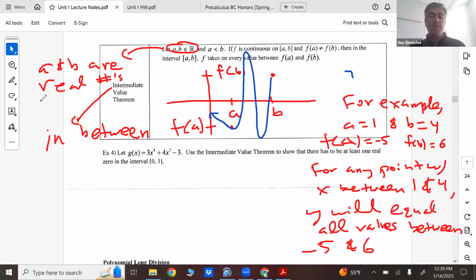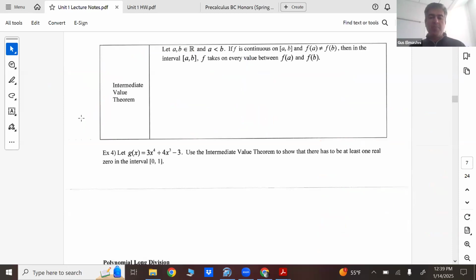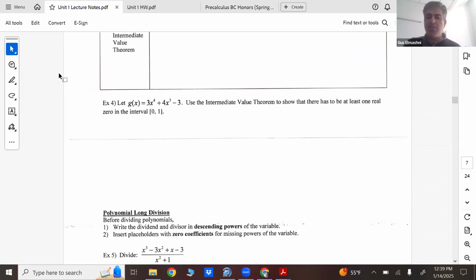Okay. So let's look at example 4 now. In this case, use the intermediate value theorem to show that there has to be at least one real zero in the interval from 0 to 1. So here's the deal. I'm not going to be able to find it precisely because this is not factorable. This is a weird polynomial, right? But if I set this equation equal to 0, can this work?